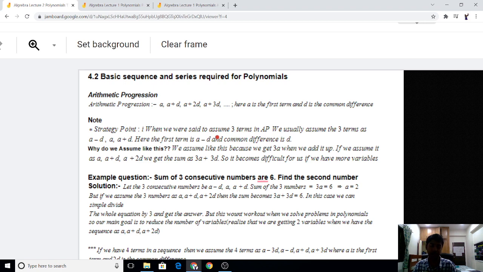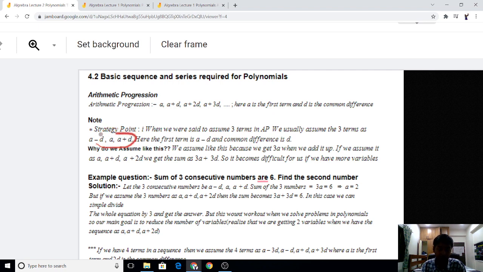You assume A plus D, and A plus 2D. So think in a different way now. Why can't you assume the three numbers as A minus D, A, and A plus D? Why do you want to think like that? It's a really hard point to think about on your own.